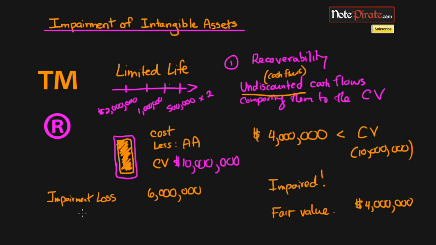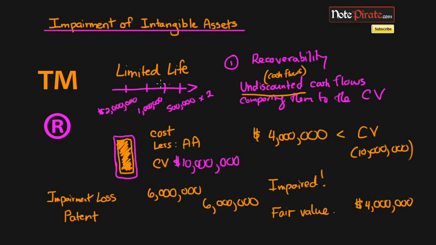And then we're going to be recording a credit to our patent to decrease its value by $6 million as well. And this impairment loss is going to show up in our continuing operations. I couldn't find an example exactly, but it does show up on the continuing operations segment of your income statement.